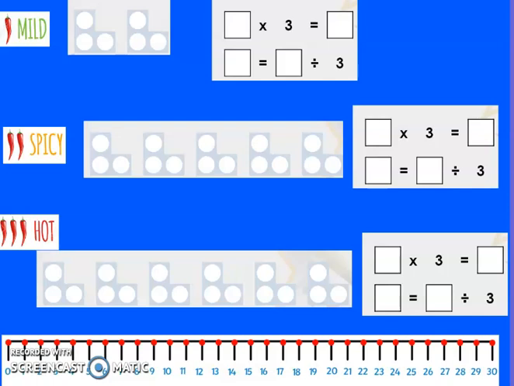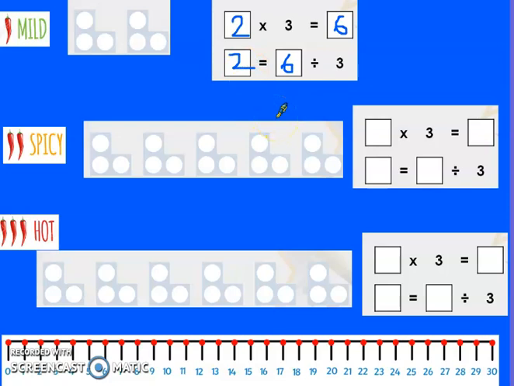Welcome back. Let's have a look at the mild challenge. We had 1, 2 lots of 3. Let's count in 3s. 3, 6. 2 times 3 equals 6. So 6 divided by 3 equals 2. Or we could have had 6 divided by 2 equals 3. Could have had it either way around.